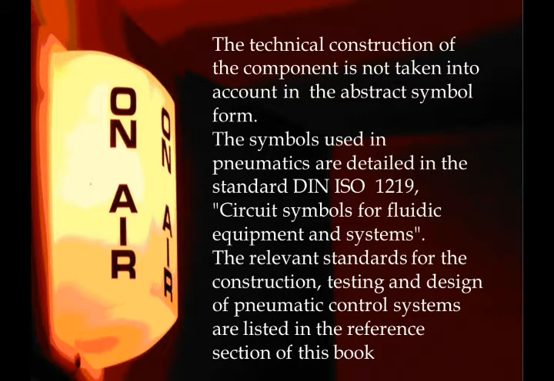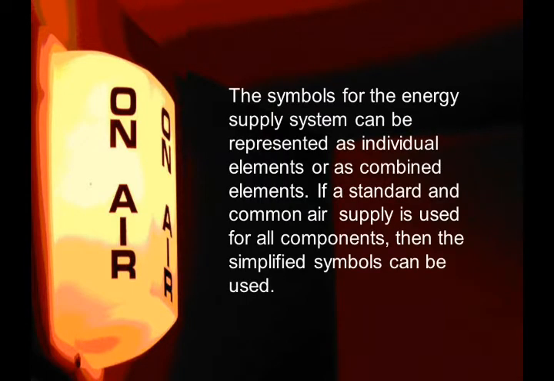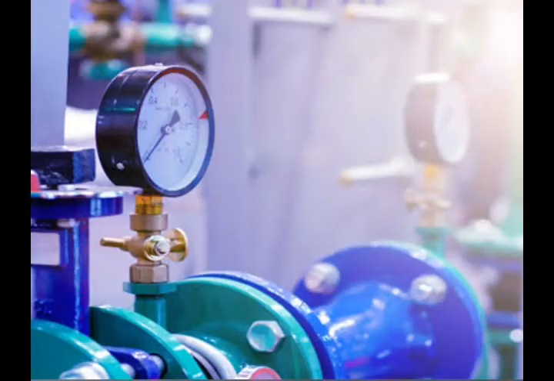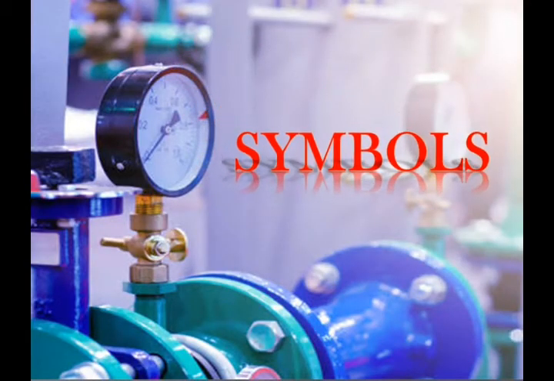The symbols used in pneumatics are detailed in the standard DIN ISO 1219, circuit symbols for fluidic equipment and systems. The relevant standards for the construction, testing and design of pneumatic control systems are listed in the reference section of this book. The symbols for the energy supply system can be represented as individual elements or as combined elements. If a standard and common air supply is used for all components, then the simplified symbols can be used. Let us now proceed to symbols.